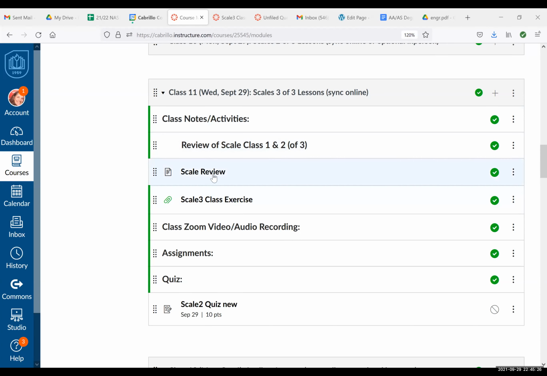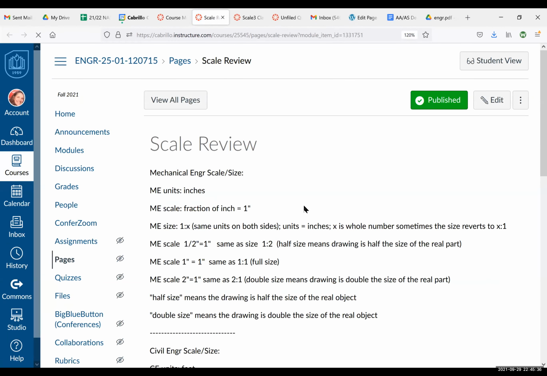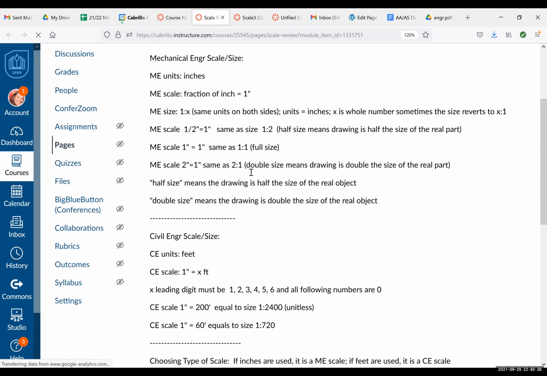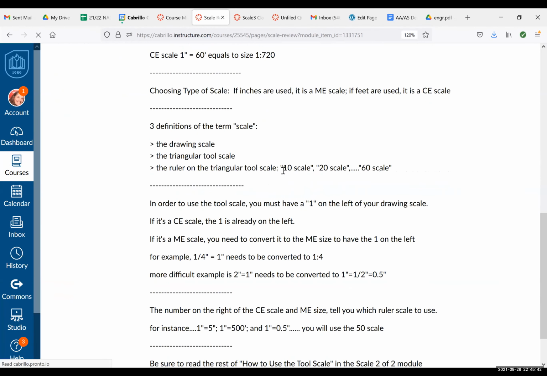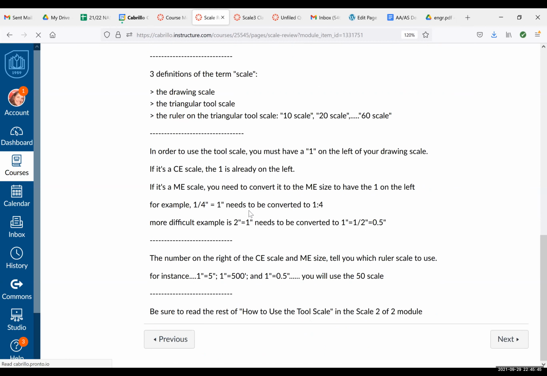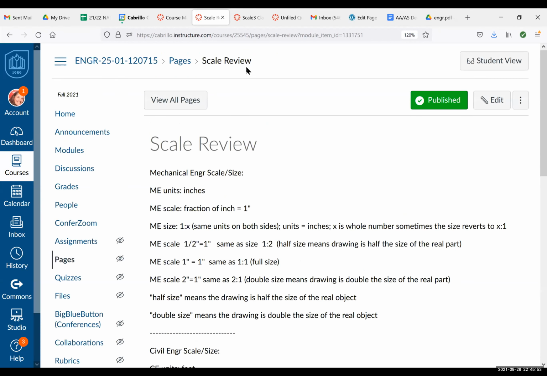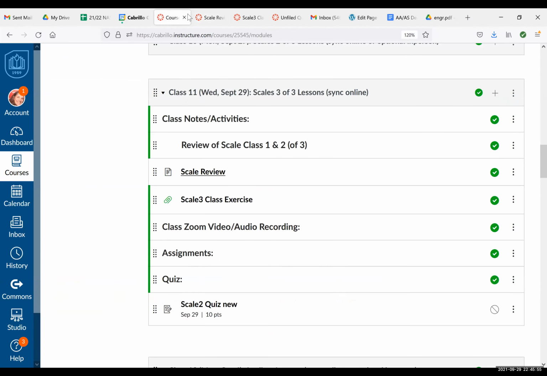I'm going to today's class, and this is where I wrote the scale review. As we were doing a review, I was typing stuff. So here it is. Here's the review. It talks about mechanical engineering scale, civil engineering scale, choosing the type of scale, the 3 definitions of scale, how to use the scale, and then basically here's a summary. Okay, so I'm going to go back here now.